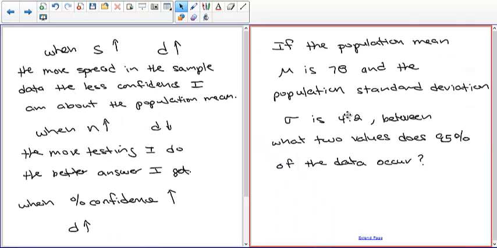So let's just do this. I'll explain how the problem works. Well, no, actually, first I'm going to do this from chapter 12, section 5, and then I'll use a similar procedure for what we're talking about. So from section 5, we can answer this problem. If the population mean is 78 and the population standard deviation is 4.5, between what two values does 95% of the data occur? It's kind of like that question with the grades that we were talking about earlier for homework.